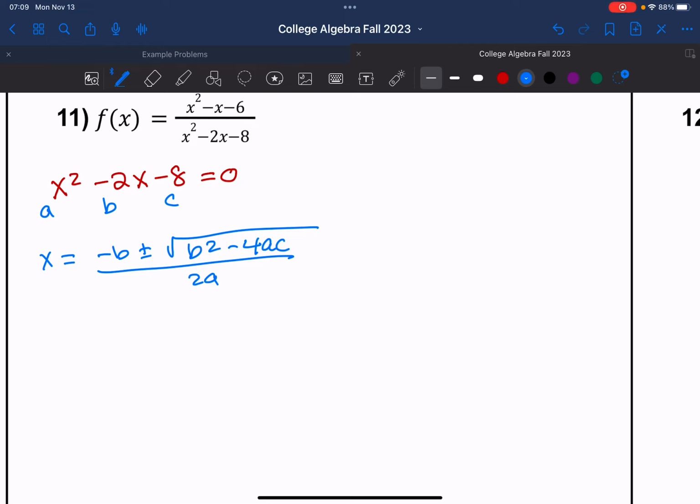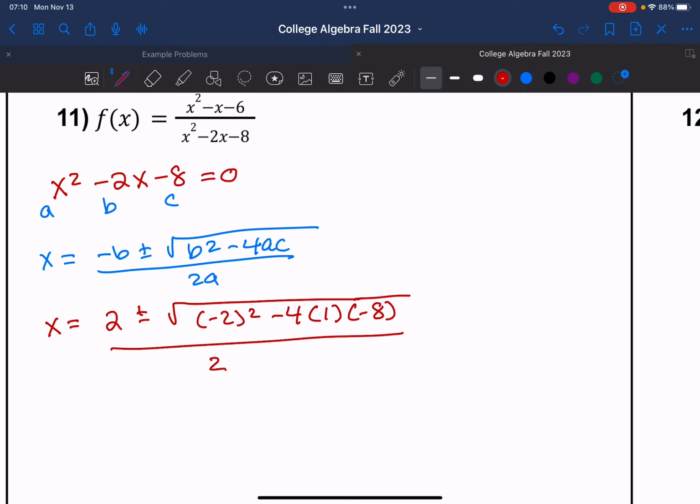All I'm going to do here is start plugging everything into my formula. So I have x is equal to negative b. However, my b value is already negative, so I'm going to write a positive 2, plus or minus the square root of b squared, so negative 2 squared, minus 4 times a, which is 1, times c, which is negative 8, all divided by 2 times a, which is 2 times 1, which is 2. So I'm just leaving the 2 as is.